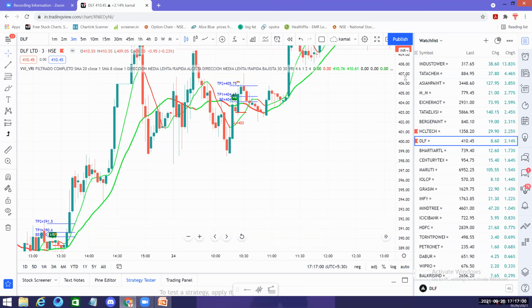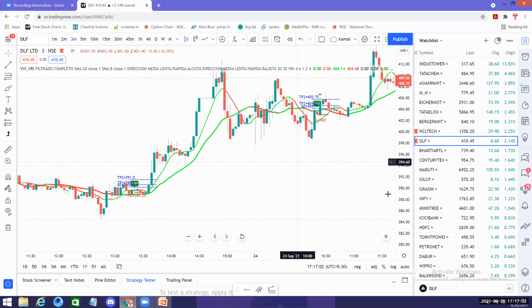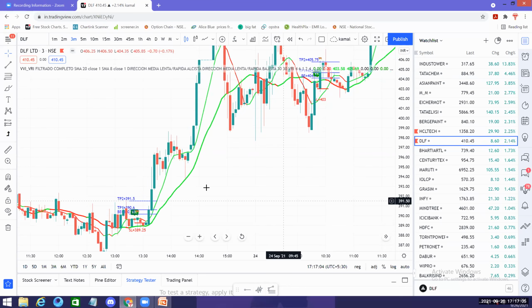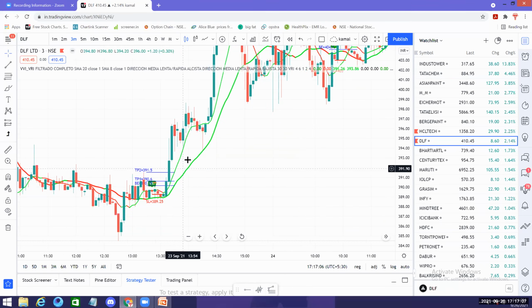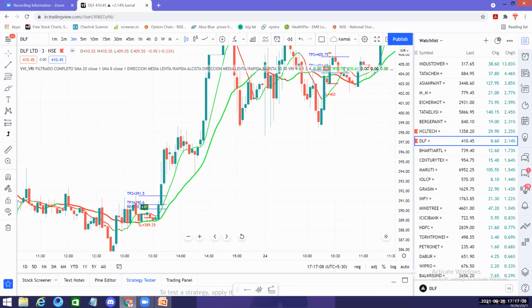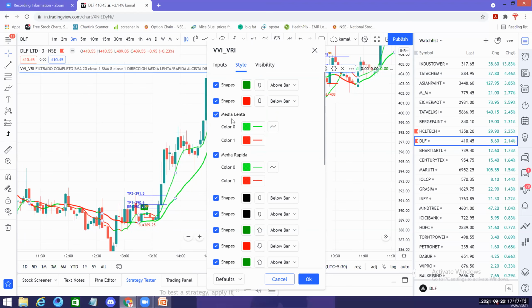Now this is a DLF chart which has opened up in front of you. The thicker line is for the 20 moving average. Okay, now let me first show you the settings of this indicator. Media lenta and media rapida. Rapida is what I got translated, it is the faster moving average. This is the 8 moving average, and lenta is 20 moving average.